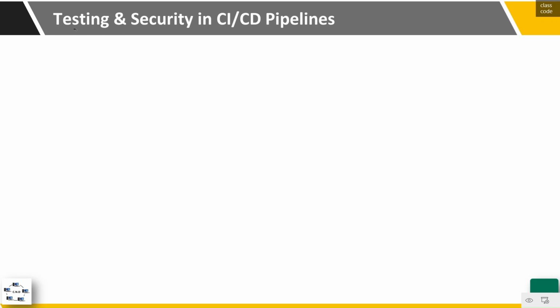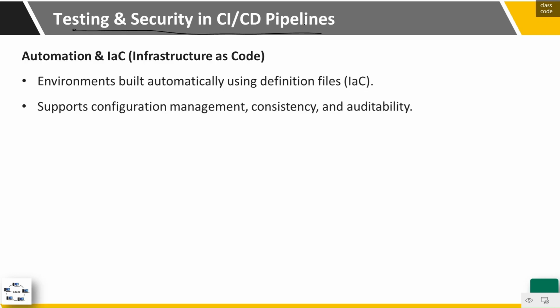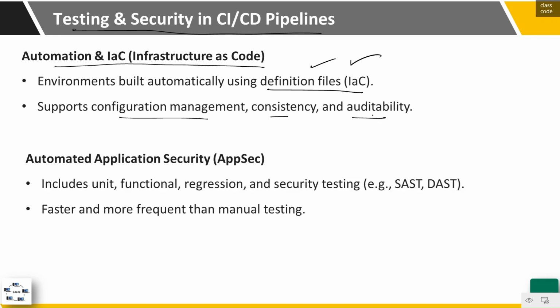So testing and security in the CI/CD pipeline: automation and infrastructure as code. Environments are built automatically using definition files, known as infrastructure as code. Infrastructure as code is basically where the environment or infrastructure is built automatically through definition files. This supports configuration management, consistency, and auditability.